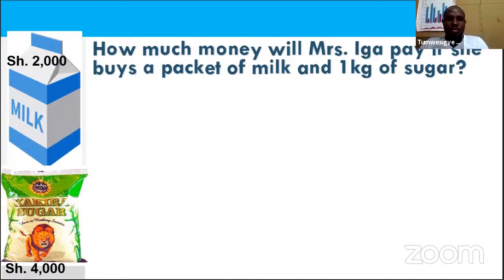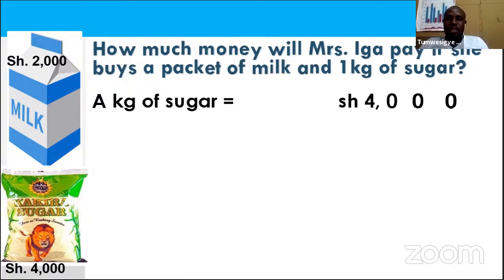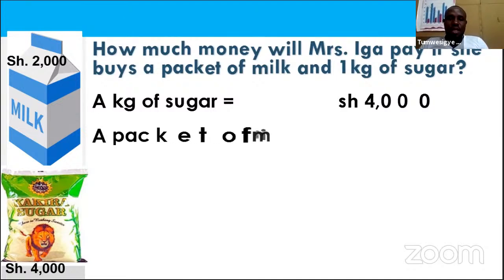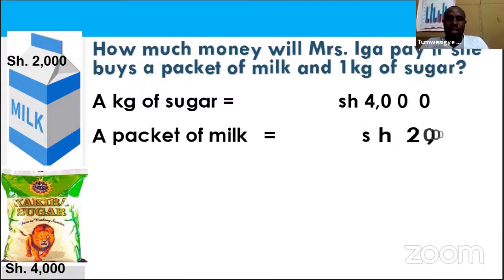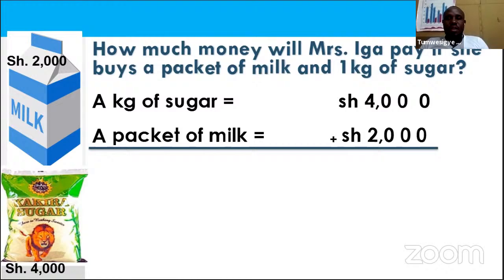Okay, then what did we do next? We added all of it together. A kilogram of sugar, we said, is at 4,000. Then a packet of milk is at shillings 2,000. Then we added the amounts all together. We said we must underline our answer using what? A ruler. So we went ahead and added here.